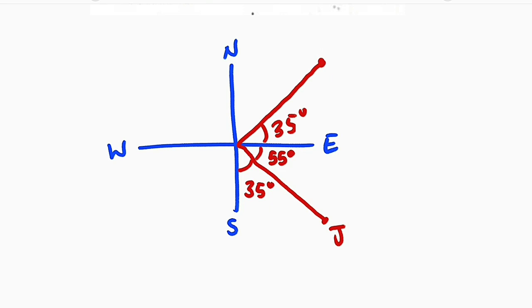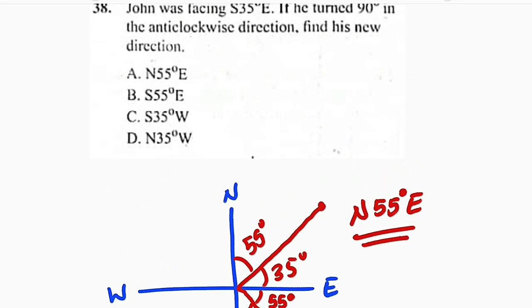Remember I told you all angles must be either measured from the north or the south. So we have to measure from the north towards this point. So what will be this angle? If this is 35, this must be 55 because the total angle there is 90. So this is 55 degrees. So the direction will be north, heading to the east, 55 degrees. So this is the answer to this problem, north 55 degrees east, which is option A.